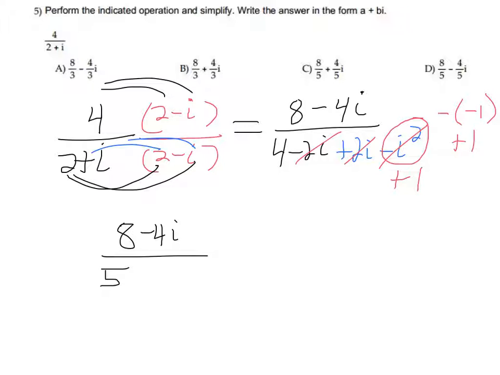Now this is not standard form. For standard form, you split up the division and you put the i on the right. You have to make sure to distribute this divide by 5. So you distribute it to the 8 and the 4i term, and you get both of them divided by 5. All right, great. That's all there is to this problem. Next one.